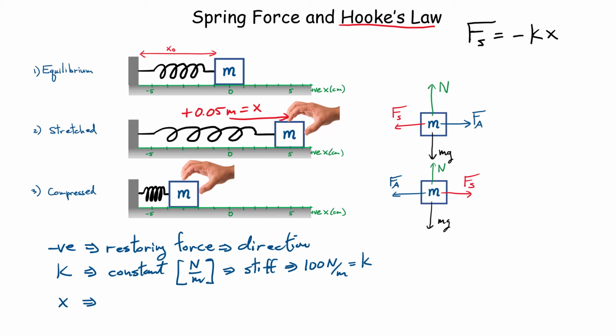All right, how about in the compression case when the block is simply right here? In this case, I go back. How far am I from the equilibrium? I'm a distance of 3 centimeters. However, I'm on the left-hand side of the equilibrium. So my x value in this case is going to be minus 0.03 meters. Notice that in one case we have a positive x, in the other case we have a negative value of x. So keep in mind, it could be negative or positive. It simply tells you on which side of the equilibrium position we are.